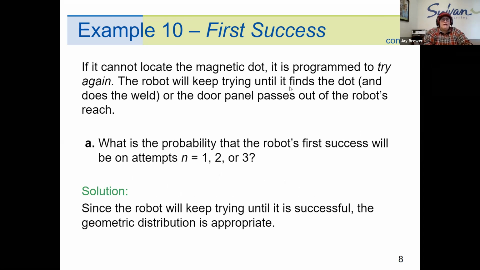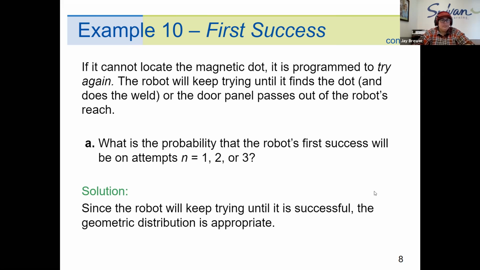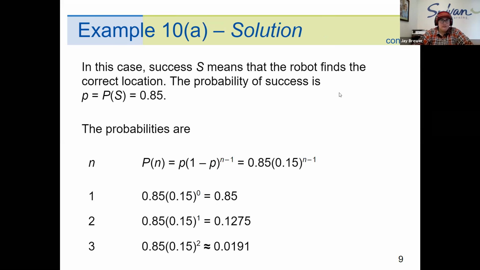If it cannot locate the magnetic dot, it is programmed to try again. The robot will keep trying until it finds the dot and does the weld, or the door panel passes out of the robot's reach. What is the probability that the robot's first success will be on attempts 1, 2, or 3? Since the robot will keep trying until it is successful, the geometric distribution is appropriate. So because we don't know if it'll be a success on the first try, the second, or the third, then your brain should think geometric.